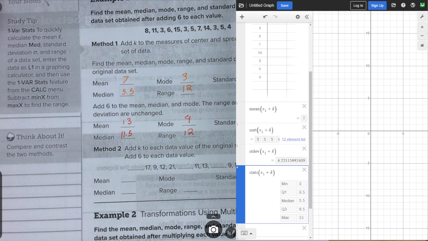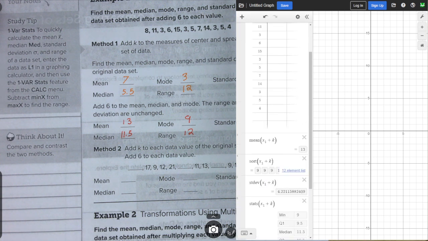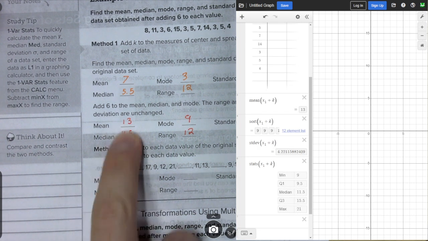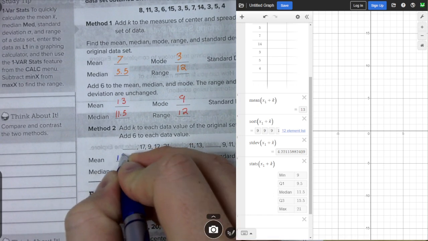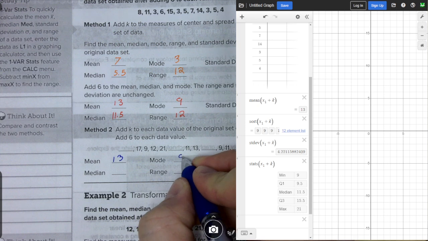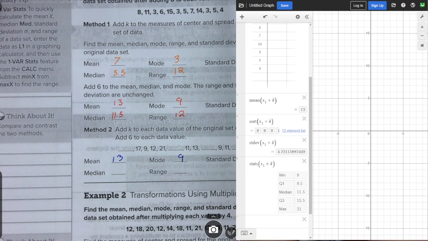Now we're going to change our k value to 6. What this is going to do is it's going to add 6 to every piece of data. So slide that to 6. And let's check. It says the mean is 13. Yep. So the mean is still 13. Awesome. The mode is 9. Standard deviation is still 4.22.